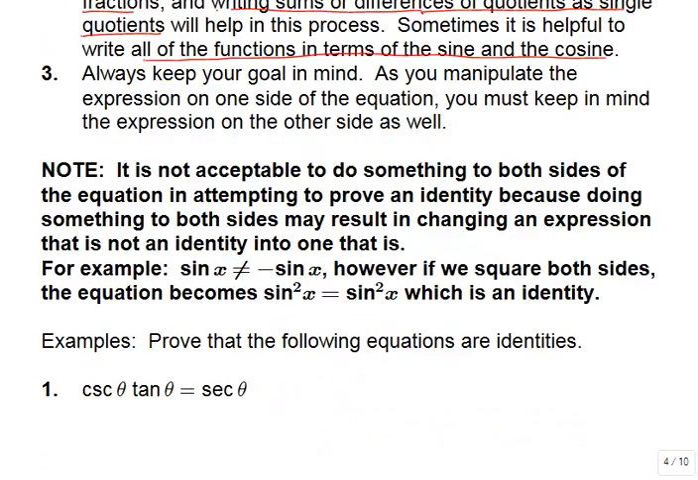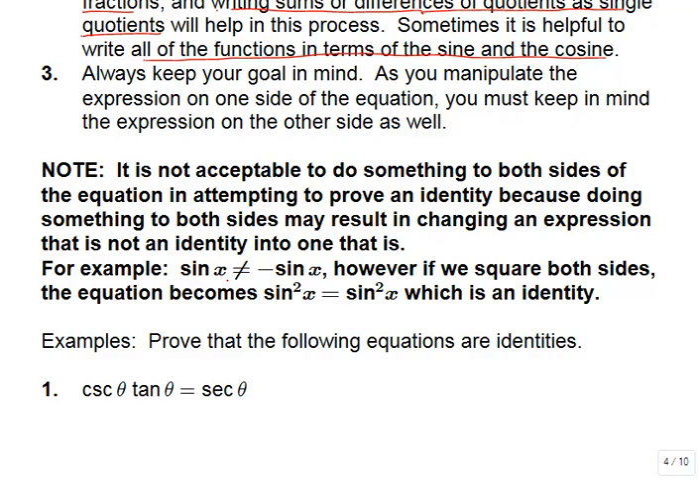Note, and this is very important, it is not acceptable to do something to both sides of the equation simultaneously in an attempt to prove an identity, because doing something to both sides may result in changing an expression that is not an identity into one that is.